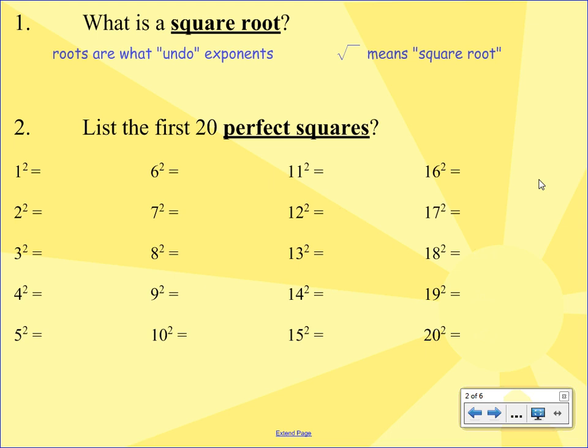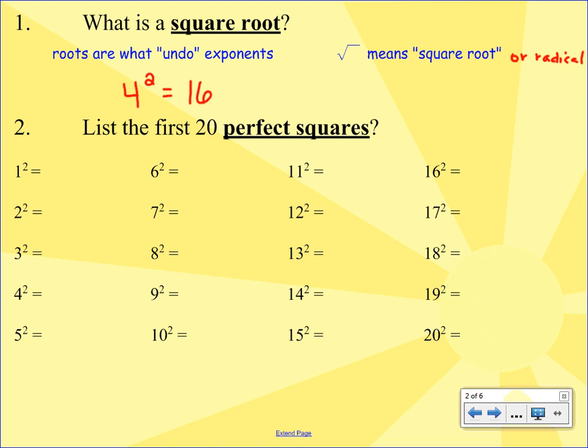When we think about a square root, roots are really what undo exponents. The symbol that you see there is a square root symbol. It's also called a radical. You can use either word interchangeably. So what this means is that if we're undoing exponents, let's say we have 4 squared, so 4 to the second power, 4 squared, that is equal to 16.